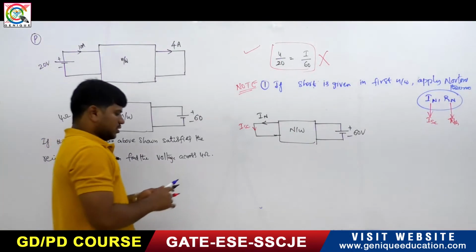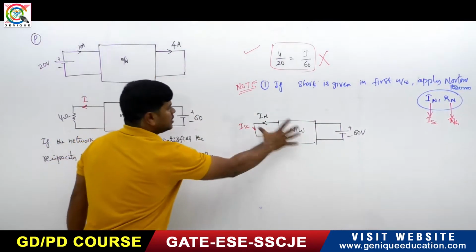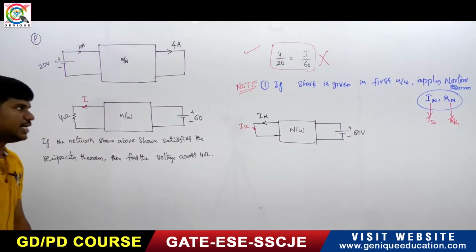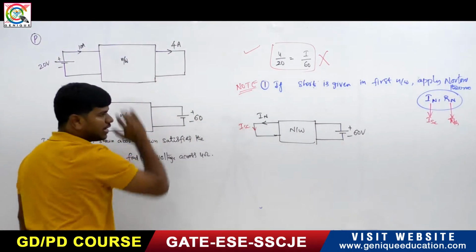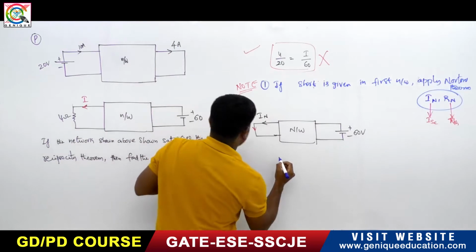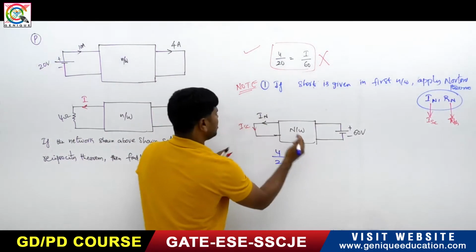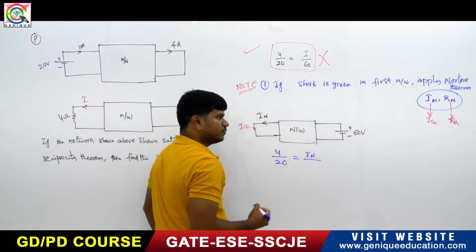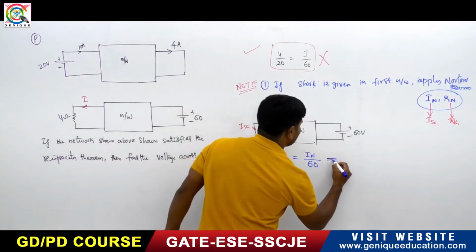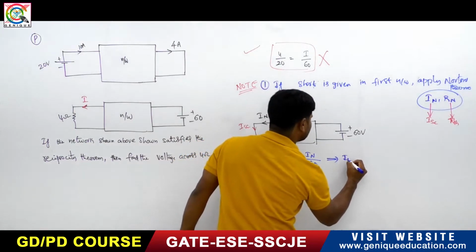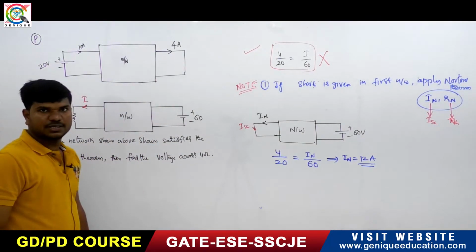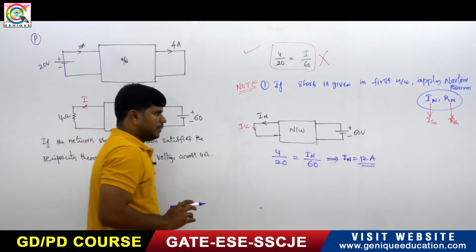Norton's current. See, this one and this one look the same, but the positions of the response and excitations are interchanged. So I can apply the reciprocity theorem for these two networks. From this, 4 divided by 20 is equal to ISC or IN divided by 60. So IN is equal to 12 amperes. The short circuit current is 12 amperes. This is the important thing you have to observe.